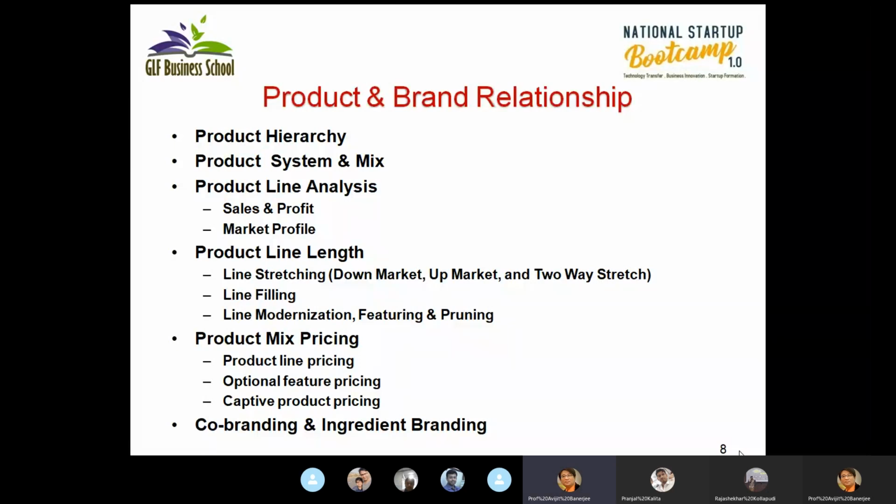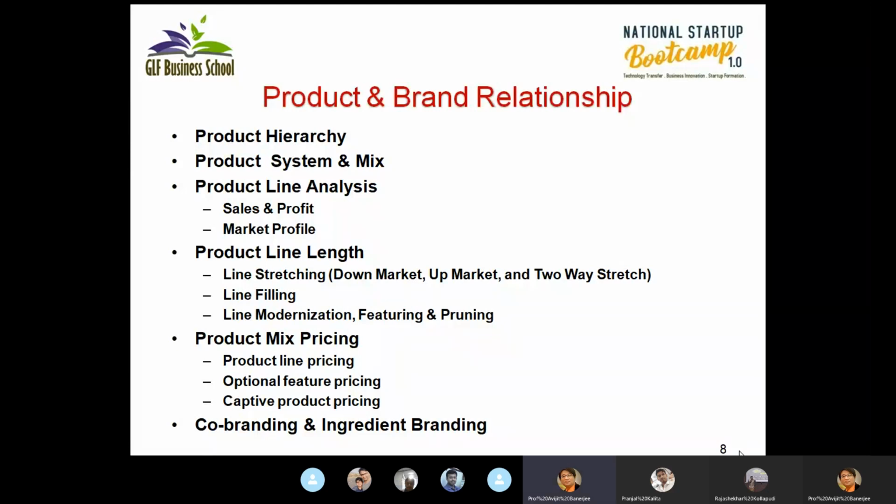Line filling is when a firm lengthens its product line by adding more items within the present range. The motives for that are reaching incremental profit, satisfying the dealers who may complain about lost sales because of items missing from the line, utilizing excess capacity, trying to become the leading full line company, and plugging holes to keep out competitors.